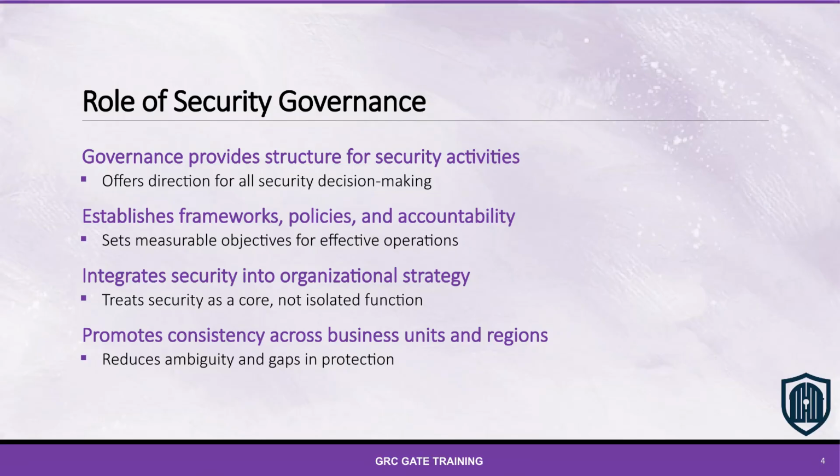reactive function. For instance, a global financial institution might implement a unified security policy that defines risk tolerance, data management procedures, or escalation protocols for security incidents. Such a governance framework promotes consistency across diverse business units and regulatory environments, reducing ambiguity and minimizing gaps in protection.